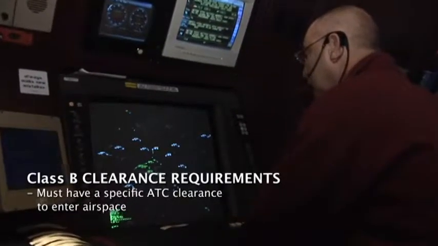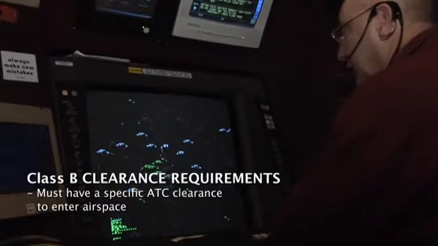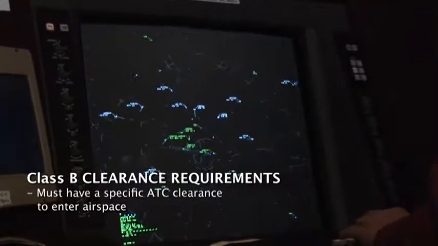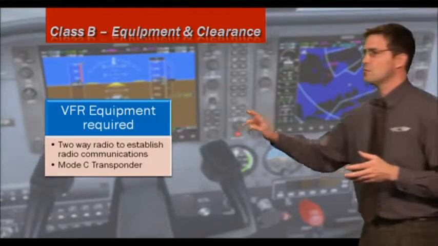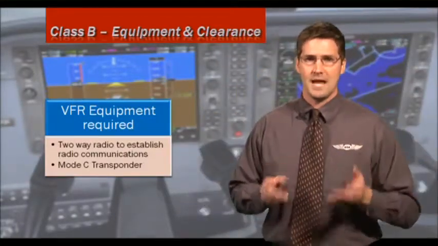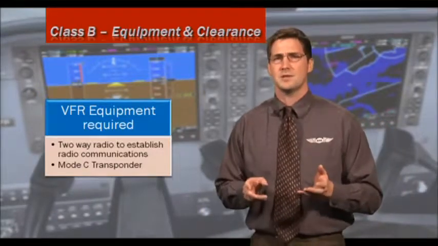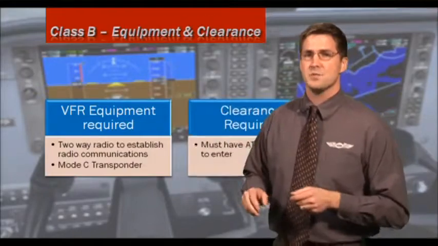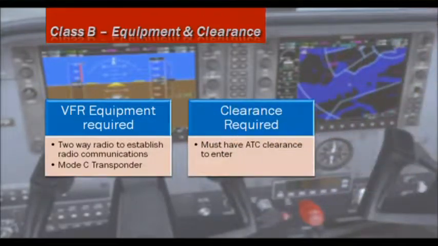Now, ATC separates all aircraft in Class B airspace. Here are the equipment requirements. First of all, you must have a radio to communicate with ATC and a transponder with altitude reporting capability to fly in Class B airspace. And you cannot enter Class B airspace until you receive a specific clearance from ATC.